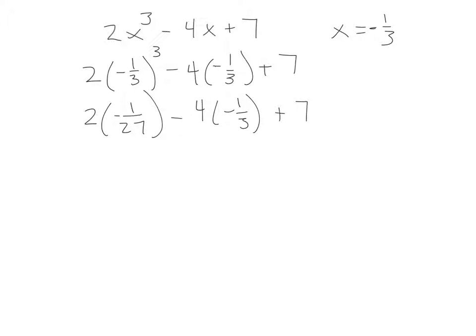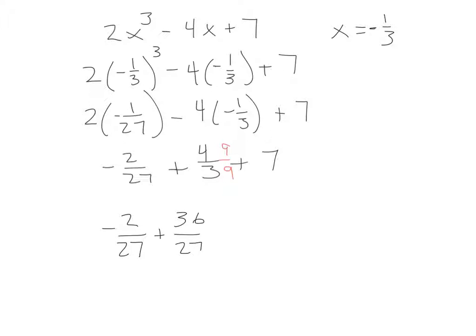And we can multiply. So we get negative 2/27 plus 4/3 plus 7. Now this becomes a little bit problematic. We need our common denominator. That common denominator is going to be 27, so I'll multiply here by 9 over 9. And I'll get negative 2/27 plus 36/27. Then I'll need to multiply here by 27 over 27. So that's going to finally be plus something over 27.